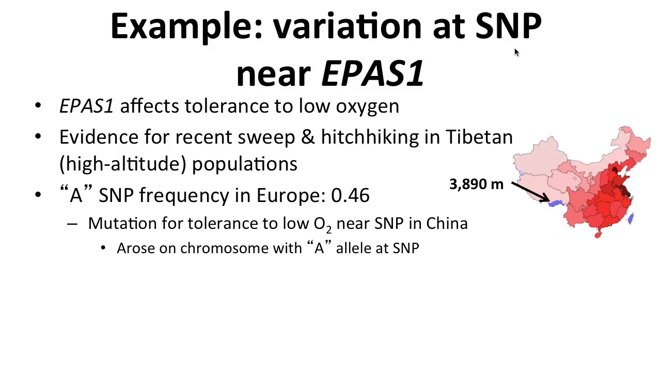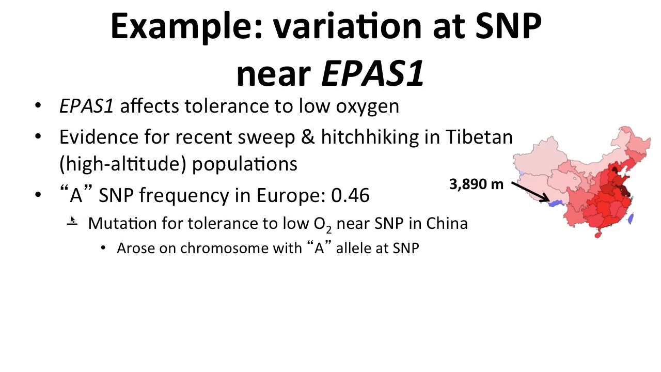This is looking at variation at a single nucleotide polymorphism near the EPAS1 gene. Now this affects tolerance to low oxygen. So there were some interesting studies looking at high altitude Tibetan populations. And sure enough, what it turns out, these are very high altitude populations. There's evidence for a recent sweep and hitchhiking in these Tibetan populations.